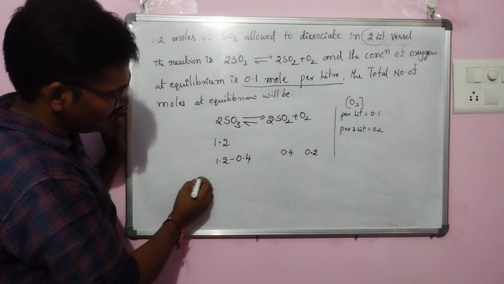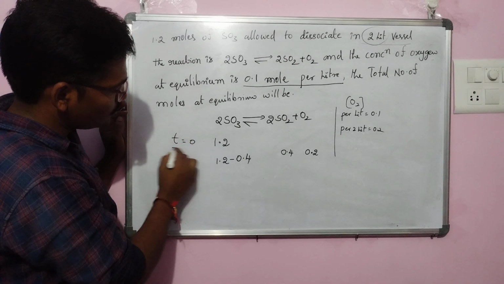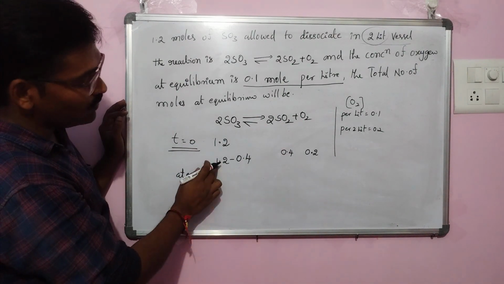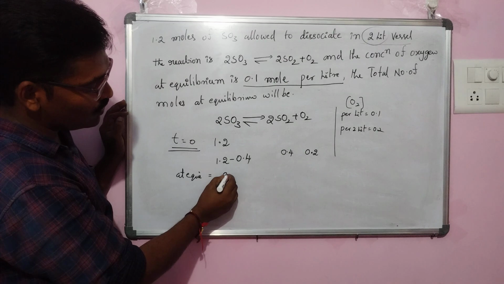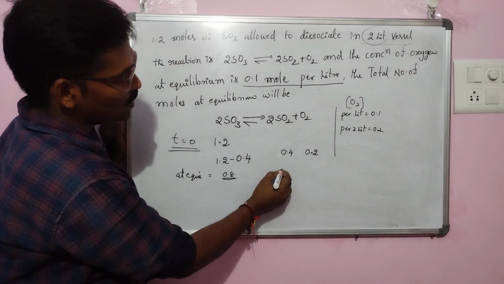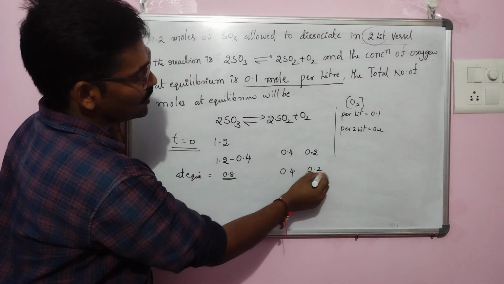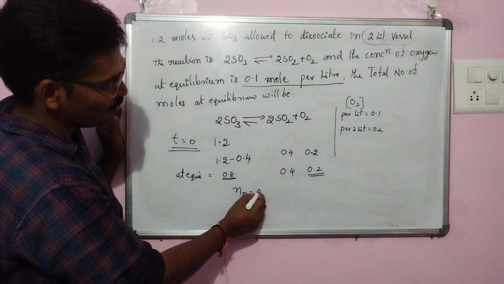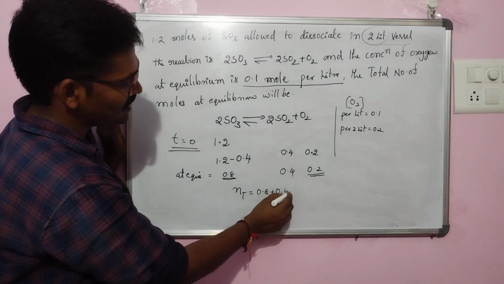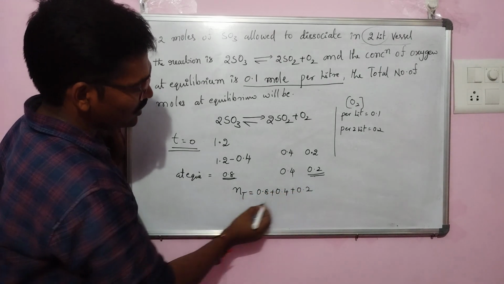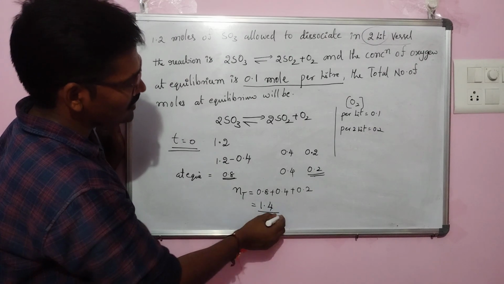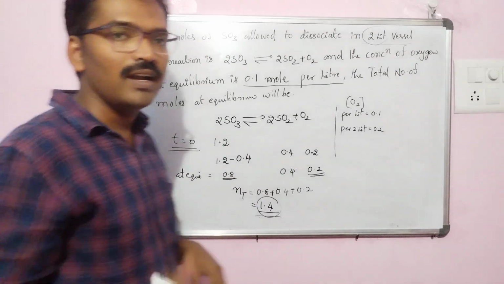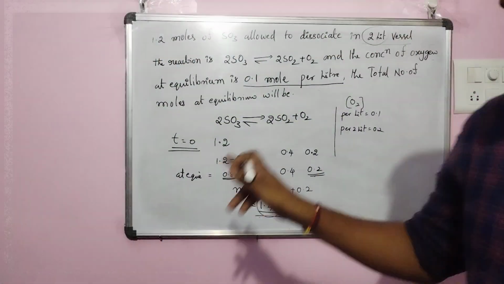So at time t equals 0 is the initial stage. At equilibrium, 1.2 minus 0.4 gives 0.8. Then here 0.4, then here 0.2. They are asking the total number of moles. Total number of moles equals 0.8 plus 0.4 plus 0.2, which finally gives 1.4. This is the answer: 1.4. Just note it. Do all of you understand? Yes, I hope you understand. Just note it.